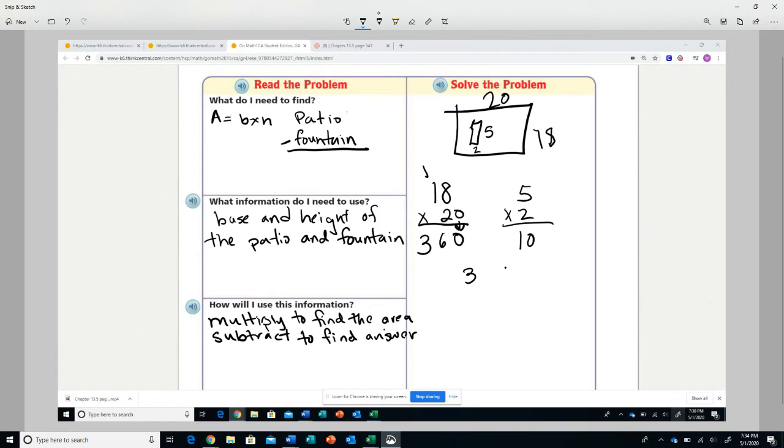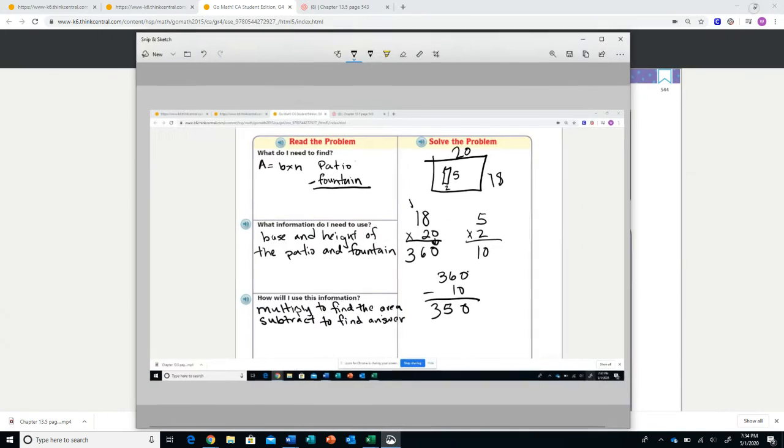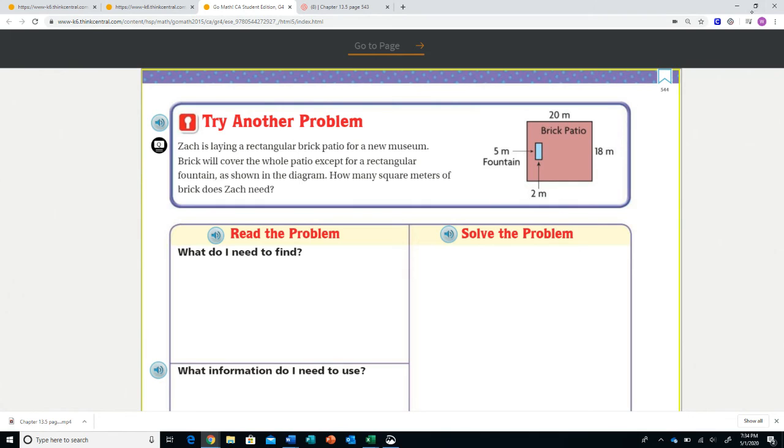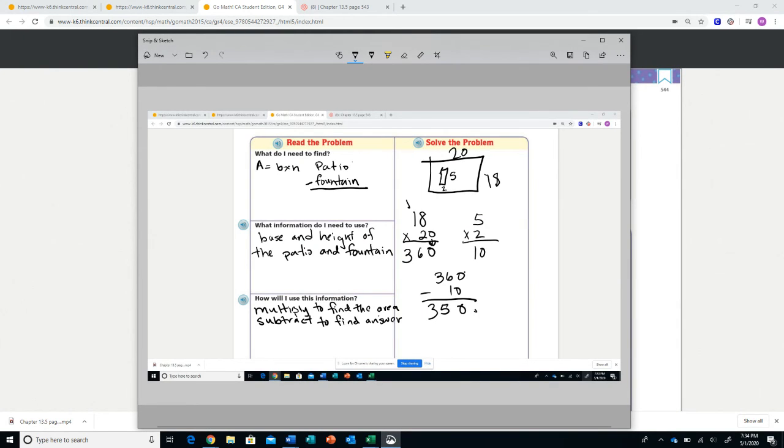And so to find the final answer here, we would just subtract, and you get 350 meters squared. So there's the second example. It looks like this is going to be the idea for the whole lesson, where you have a larger area and then you're going to subtract a smaller area that is either not included or is something different, like in this case, the difference between having a brick patio and then having a fountain in it.